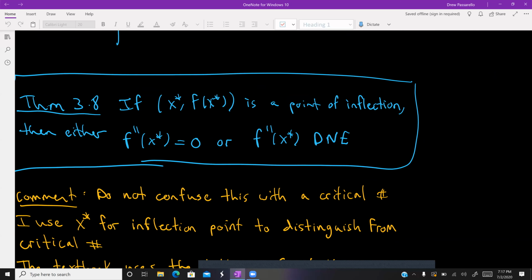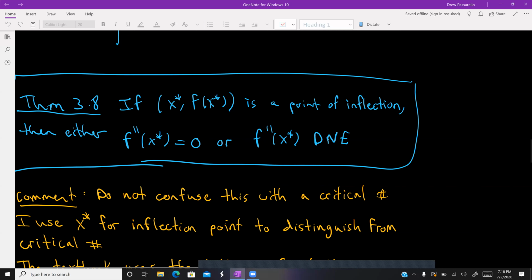All right, so theorem 3.8 is dealing with the inflection point. So if x star comma f of x star is an inflection point or point of inflection, then either the second derivative at x star equals 0, or the second derivative does not exist at x star. All right, so it's either equal to 0 or does not exist, and it's dealing with the second derivative.